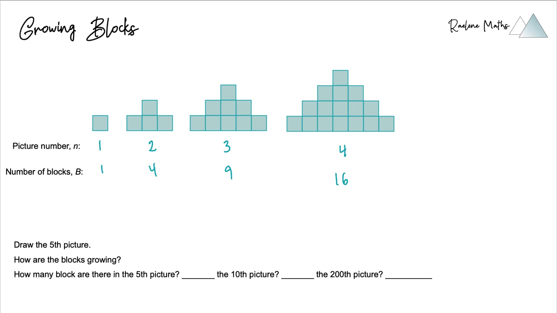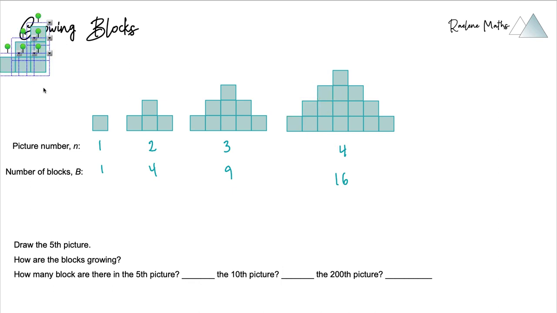Well, we can do that by considering how the blocks are growing. We might consider that we add another row, so we duplicate the bottom row and then we put a block on either end, or we might consider pulling apart the center and triplicating the center row, or the center column, and then putting an extra block on the top of the center. But ultimately, there are different ways that we can see how the blocks are growing and come up with a pattern.